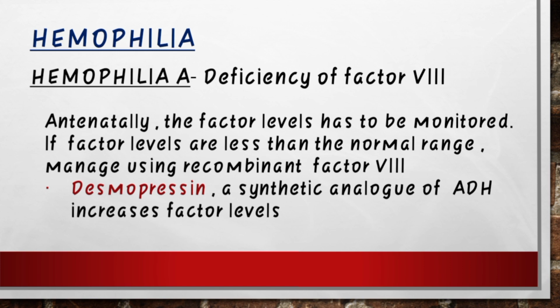Another very important point to keep in mind is desmopressin. It is a synthetic analog of antidiuretic hormone. Desmopressin can be given for the treatment of hemophilia A, because this hormone can increase the level of factor 8. So that is a treatment for hemophilia A if the level is low. If the level is normal, then there is no need for any treatment.